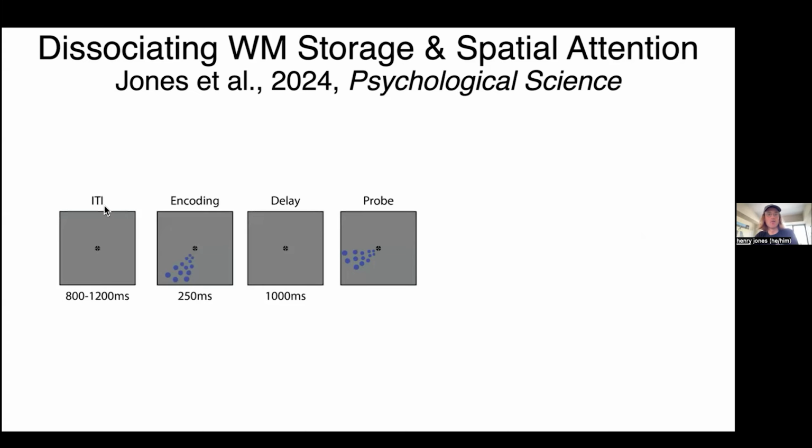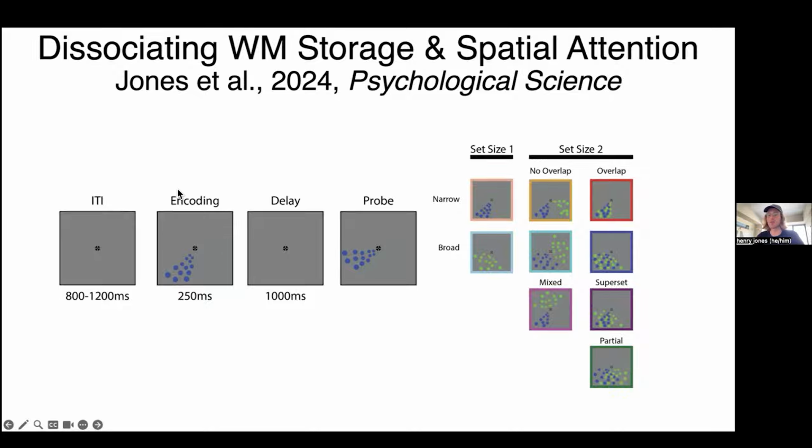So we used this dot cloud change detection paradigm where participants would see these sets of colored dots, where the identity of the cloud was defined by the color. And they would see either one or two dot clouds. And then after a delay, they were tested on whether one of them changed in location or shape. In this case, this blue cloud has changed in location. And because we were using these dot clouds where they could change in size and they could overlap in space, we could independently manipulate these two factors.